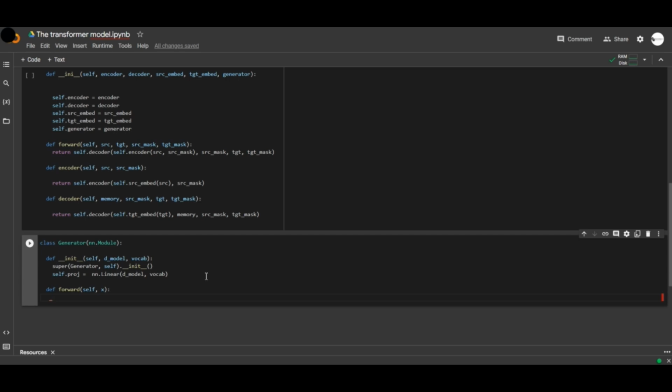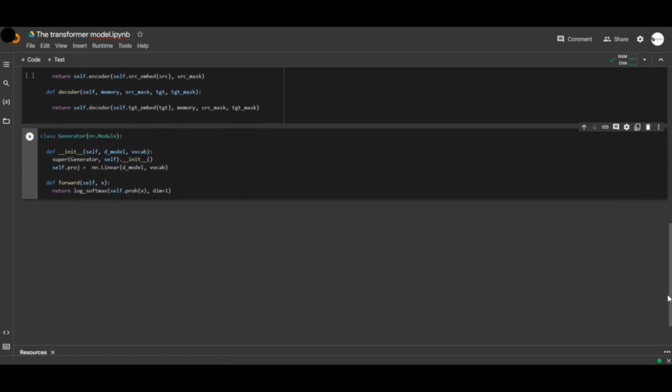So we use the log softmax to make the loss stable and efficient, right? So we return the log softmax, and we take self.project(x), dim equals -1. Okay, and that's our generator.